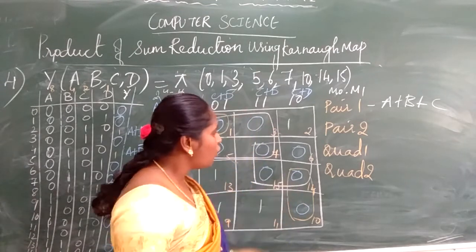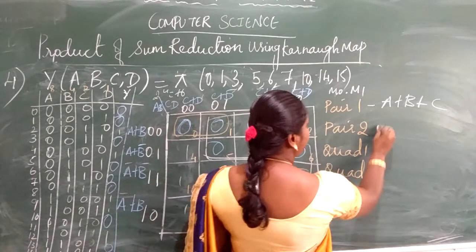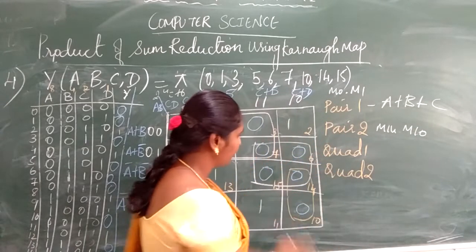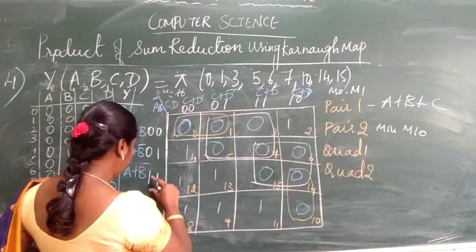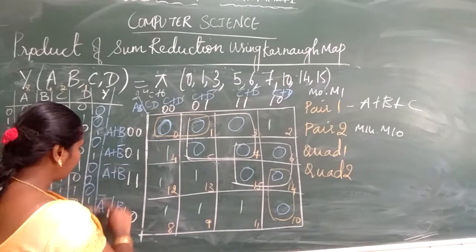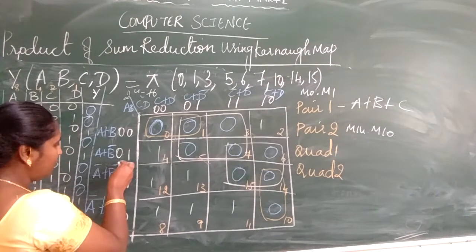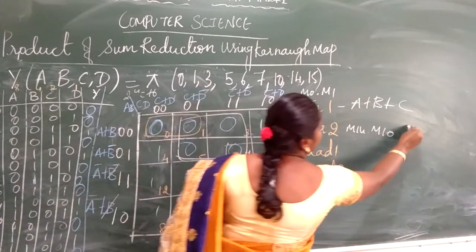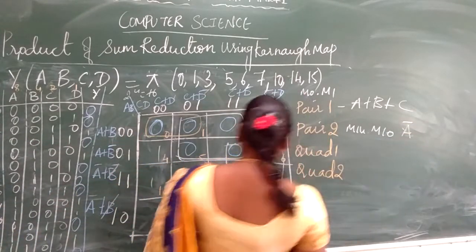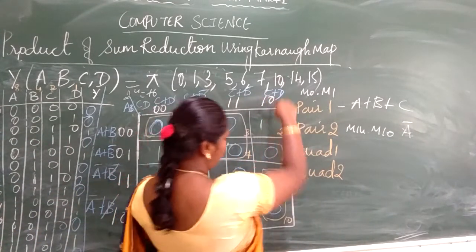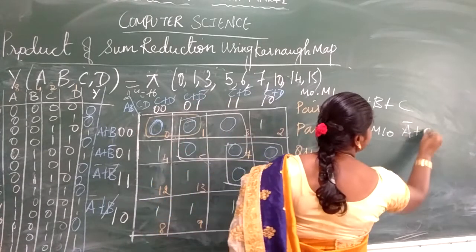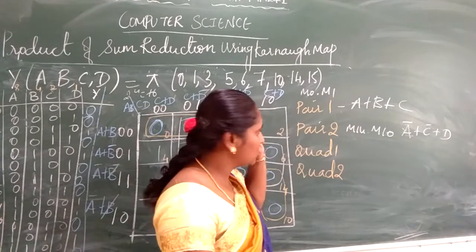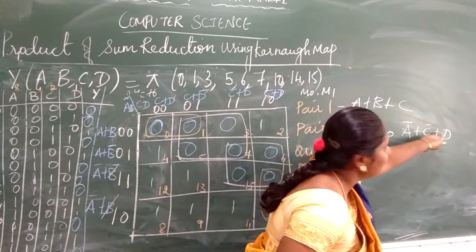Next for pair 2. What's my pair 2 here? It is M14 into M10. So here it is a bar plus b bar, a bar plus b. So b bar, b gets cancelled, leaving a bar. And horizontally c bar plus d as it is. So pair 2 is being solved: a bar plus c bar plus d.